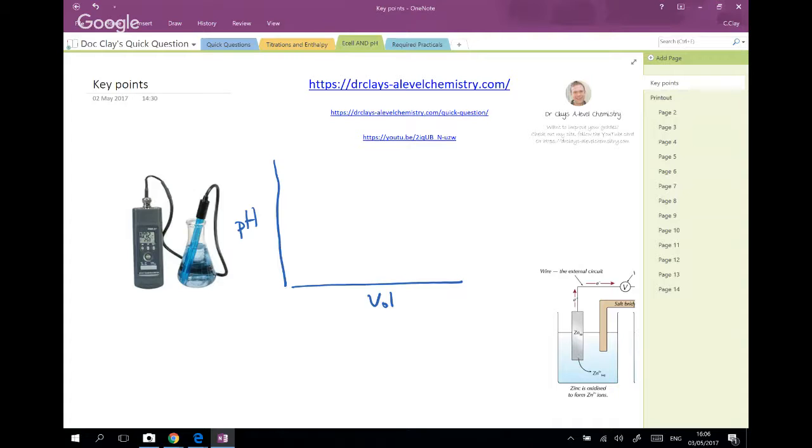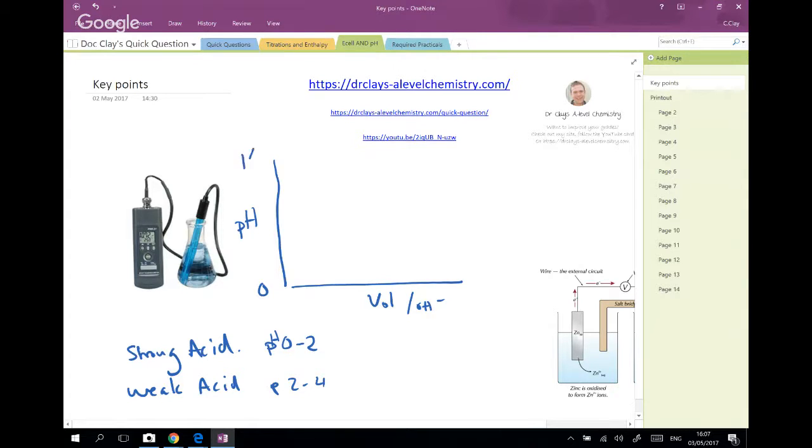So there's a couple of things that we need to be aware of. First of all, obviously a strong acid is going to have a low pH. So we'll look at acids reacting with the addition of alkali to start with. Strong acid is going to be a pH of around somewhere between 0 to 2, and our weak acids here are going to be around pH 2 to about 4, our starting values. We've got a pH scale here of 0 to 14.